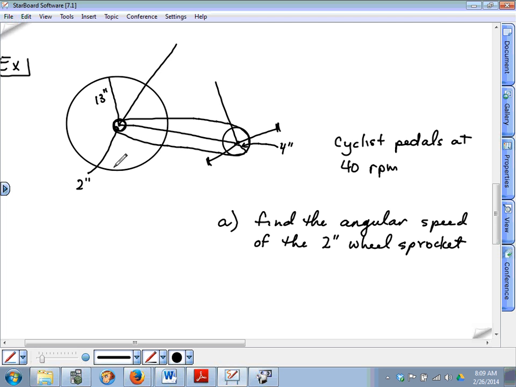Why does it have to turn the same arc length? Because the chain is constant. Okay? The chain keeps them turning the same arc length. The difference is because this is smaller, it has to turn faster to turn the same arc length as the larger one.